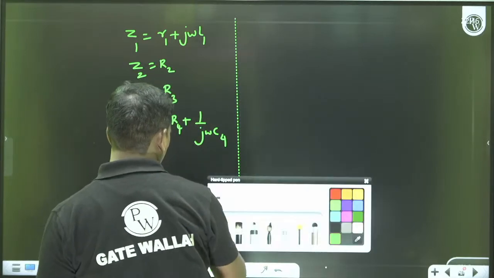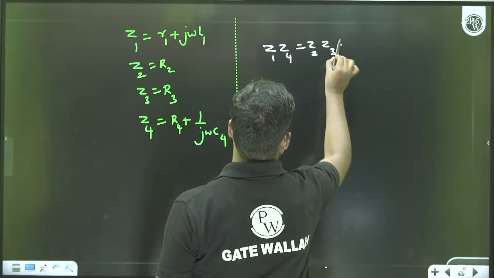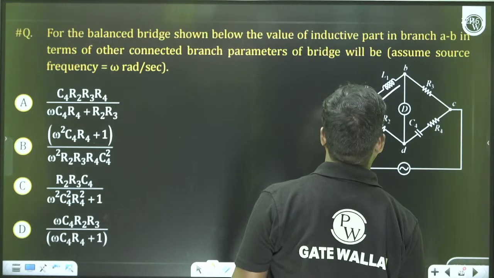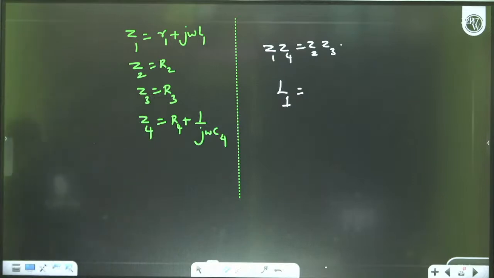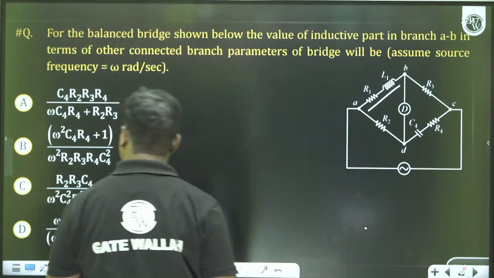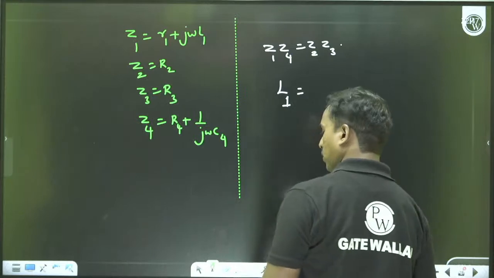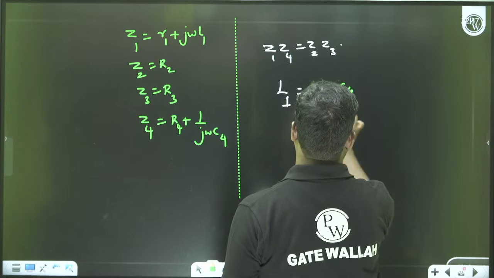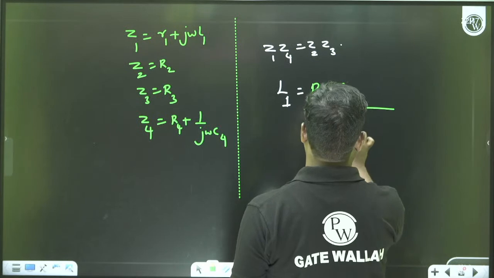So what you can do now here, Z1 Z4 is equal to Z2 Z3. Calculate it, then compare real and imaginary parts, and you are going to get the inductance L1. So from the direct balance equation, you are going to get option C. C is going to be the right answer. L1 is going to come as R2 R3 C4 divided by 1 plus omega square C4 square R4 square.